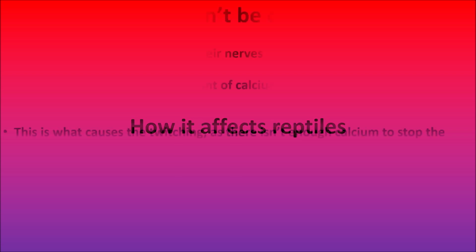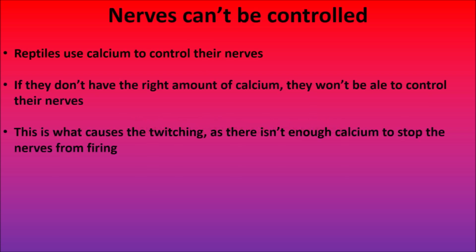How it affects reptiles. First, we have nerves that can't be controlled, and reptiles use calcium to control their nerves, and if they don't have the right amount of calcium, they won't be able to control their nerves. This is what causes the twitching, as there isn't enough calcium to stop the nerves from firing.